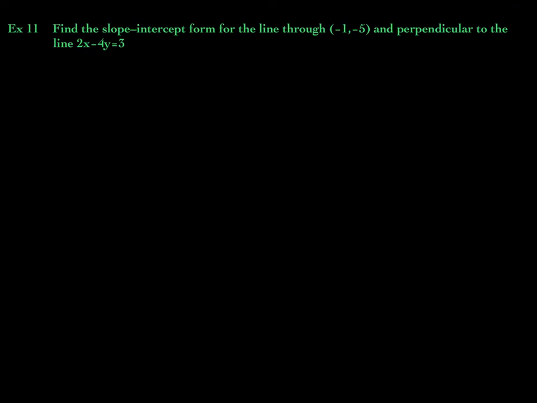Example 11, find the slope-intercept form for the line through negative 1, negative 5, and perpendicular to the line 2x minus 4y is 3. Let's do this problem exactly the same way. If my line is perpendicular to this line, that must mean my slope is the opposite reciprocal of this guy's slope. Oh, you know what? There is a slight problem. I cannot see what this guy's slope is because it's not written in slope-intercept form. So let's go ahead and rewrite this equation in slope-intercept form. I'll then be able to see what this guy's slope is, and then I'll figure out what my slope is, which will be the opposite reciprocal of this guy's slope.